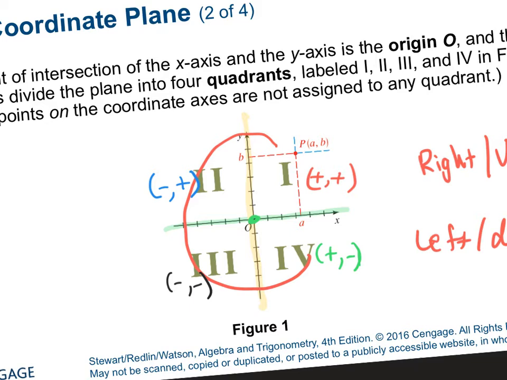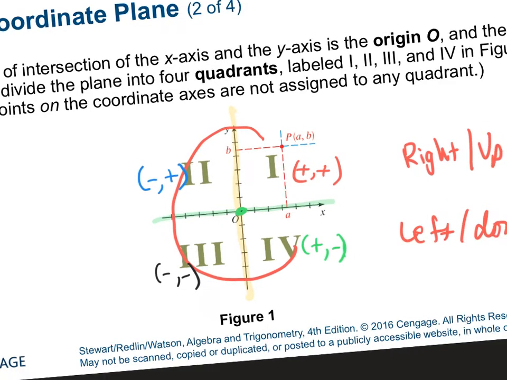If you have a point that lies on an axis, on the x-axis or on the y-axis, it's not assigned a specific quadrant. So you wouldn't say that it's in a quadrant. But if they ask you which quadrant a specific point is in, you need to know that from the origin, you go left and right first, then up and down. Questions?